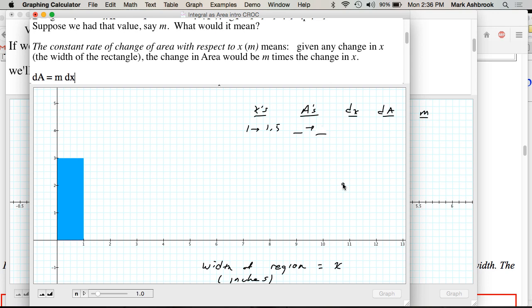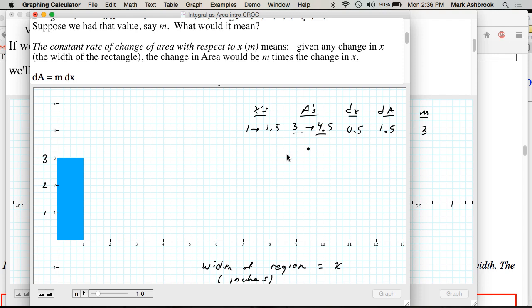All right. So what is the area here? Can you see that? What was the area when x was 1? 3. What's the area when x is 1.5? 4.5. dx is? The change in x, so we're going to change the width by 0.5. We get a change in area of 1.5, which for that case would mean that m was? Right? Because the change in area is m times dx, that would mean the rate of change was 3.